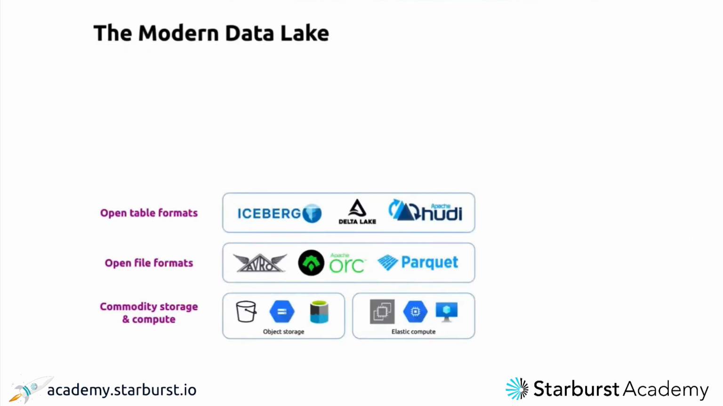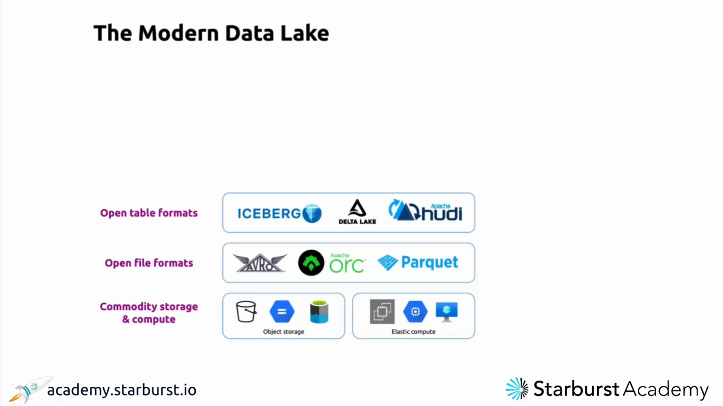Basically, the components of the modern data lake today that we've all kind of agreed upon as an industry is storage, right? Of having the S3, either your on-prem or your cloud storage, your object storage, which is just too good to pass up. Then you have those open file formats, Avro or Parquet, and then you have those open table formats, which is like Iceberg, Delta Lake, or Hudi.